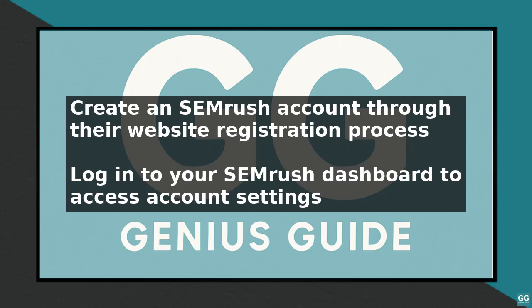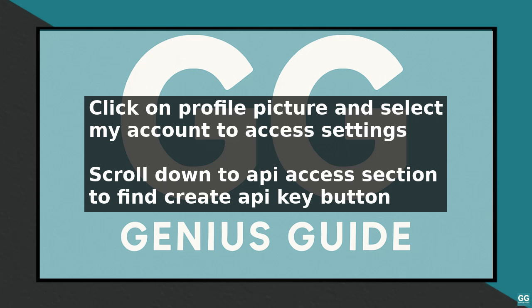After logging in, click on your profile picture at the top right corner of the page. Then select My Account from the drop-down menu. This will take you to your account settings page. On this page, scroll down to the API Access section.